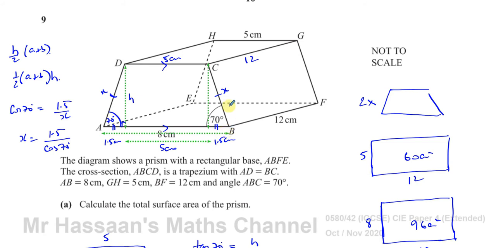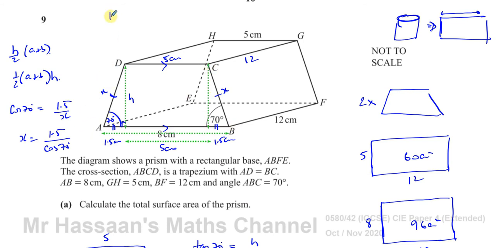Whenever you have a prism, the lateral surface, the surface on the sides, is always going to form a rectangle, even for a cylinder. If you open that up, it becomes like a rectangle. And this length here is basically the circumference of the circle, which is like the perimeter of the cross section. So the perimeter of the cross section is 5 plus 8 plus x plus x.